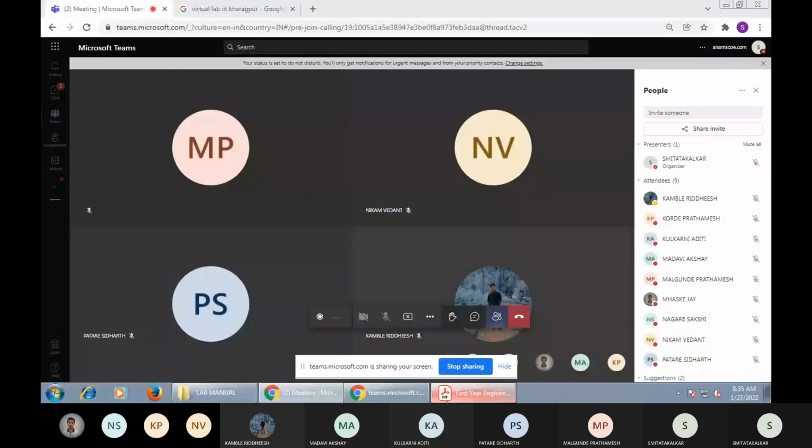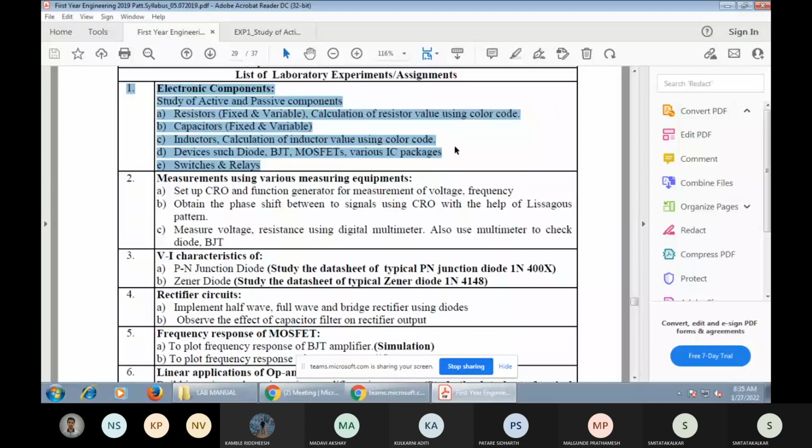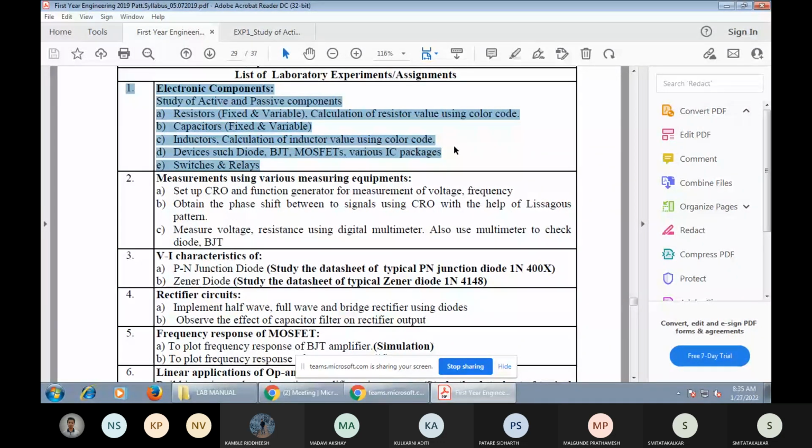This is the first experiment, electronic components. In a previous session, I talked about passive components. There are six passive components: resistor, capacitor, inductor, switches, relays, transformer, connectors, and the number of cables you have to use in an electronic component. These all are the passive components.